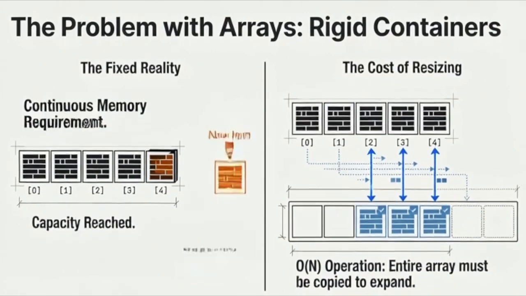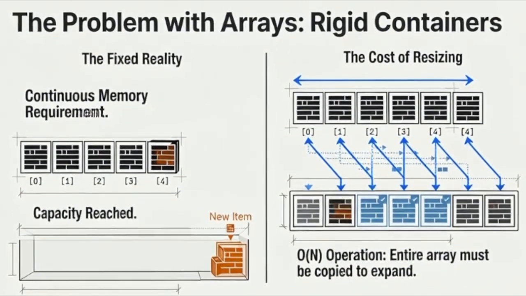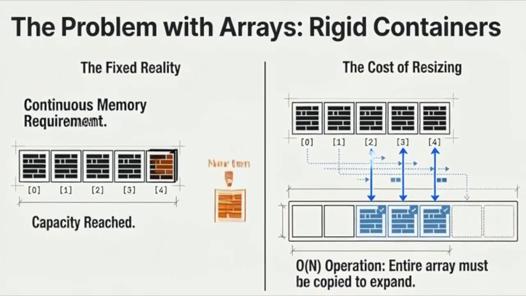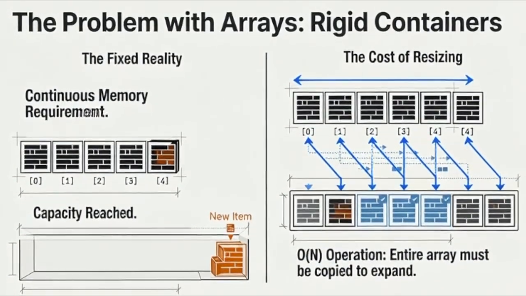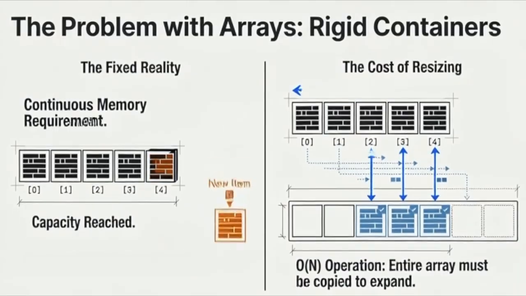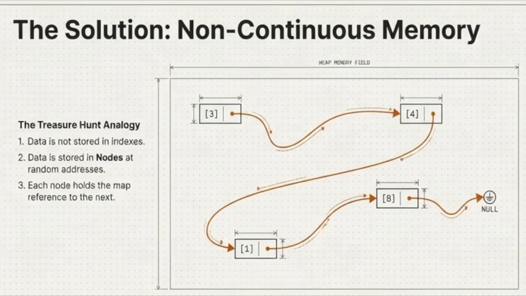To grow an array, you have to perform a big O(N) operation. You have to find a bigger space and literally copy every single item over to the new location. The entire array must be copied to expand. This is the cost of resizing. It is expensive and inefficient for dynamic data.